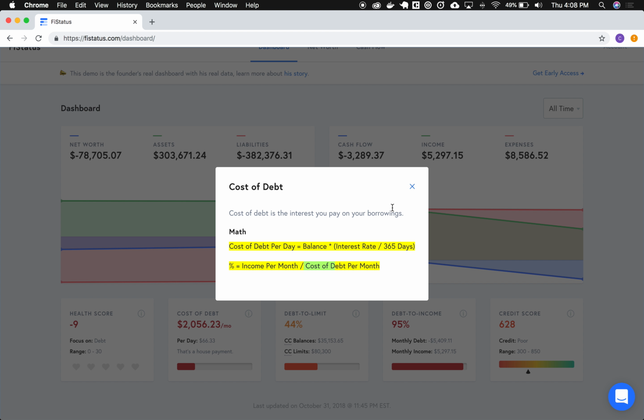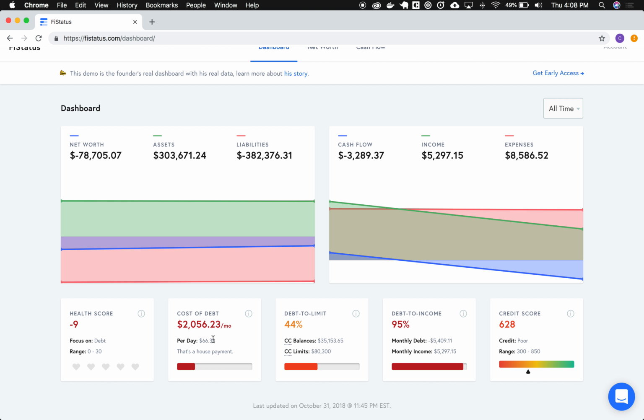So if we review this, it's costing me $66 a day in just purely paying interest. That's not going to the principal. So it's $2,000 a month. That's a house payment that I could be paying instead of paying interest on these debts. It's insane, but it's really cool. This is why I like having this here, and I think this is why it's important.